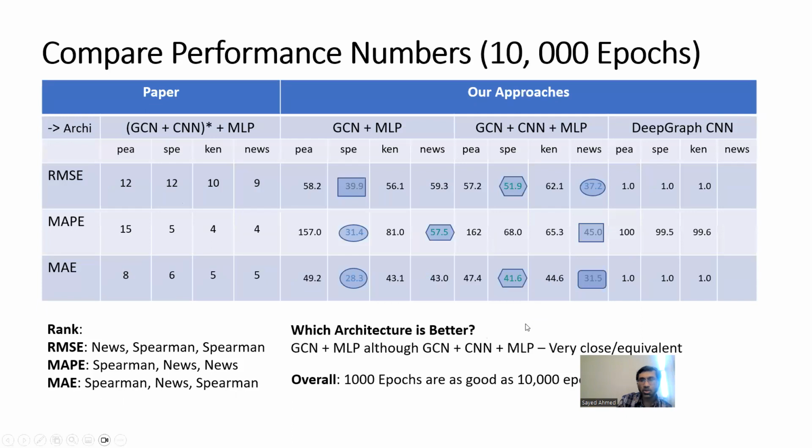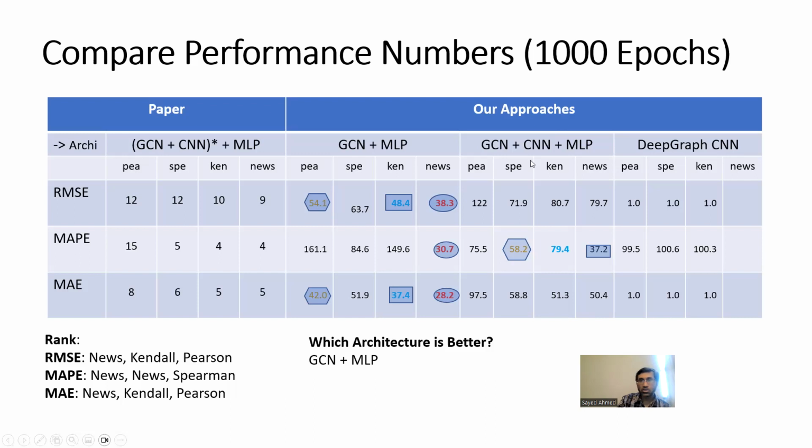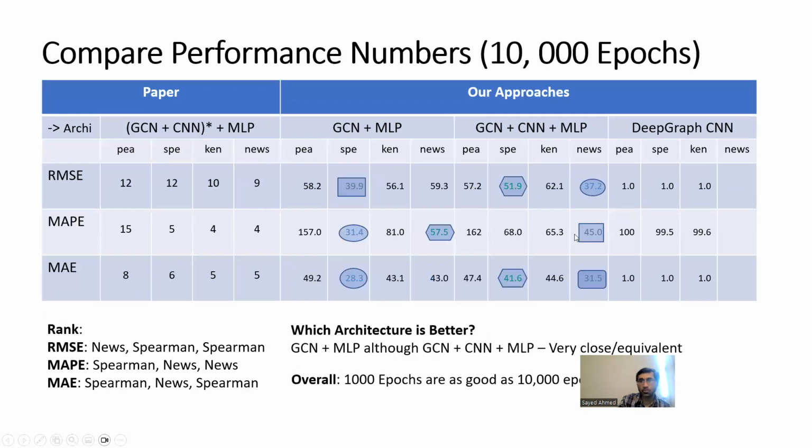So what happens with higher epochs? My general perception was that the GCN, CNN, MLP architecture performs better with higher epochs, and the numbers usually come lower. You can see these numbers are comparatively higher than these numbers. Now here, in terms of RMSE, we can see Kendall, GCN, CNN, MLP. RMSE is an important criterion for sure, and in that respect GCN and MLP perform slightly better.